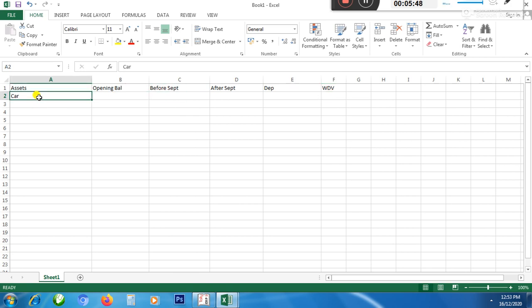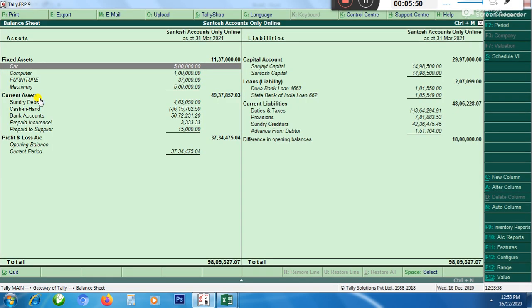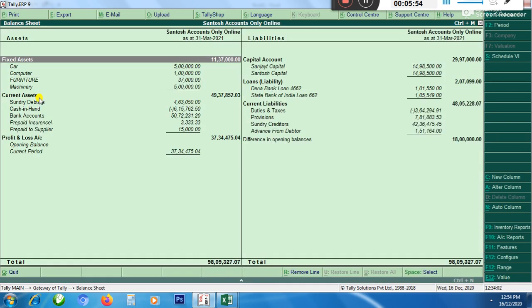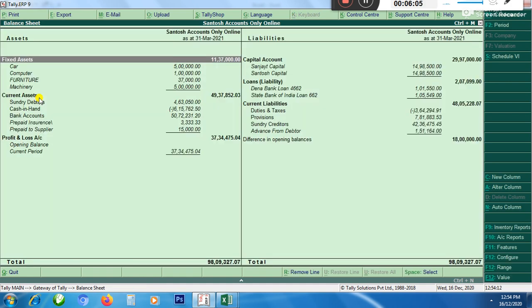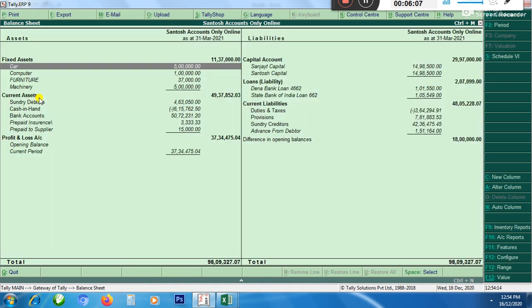First, let us calculate the depreciation of car. So I'll go to the car, go to the balance sheet, detail about the balance sheet, put the period here, 1st of April to 31st of March. Period is very important. 1st of April, 31st of March. Okay, open the car account, enter.